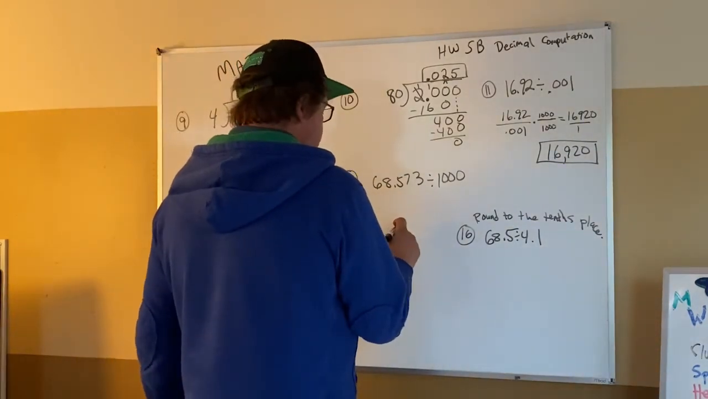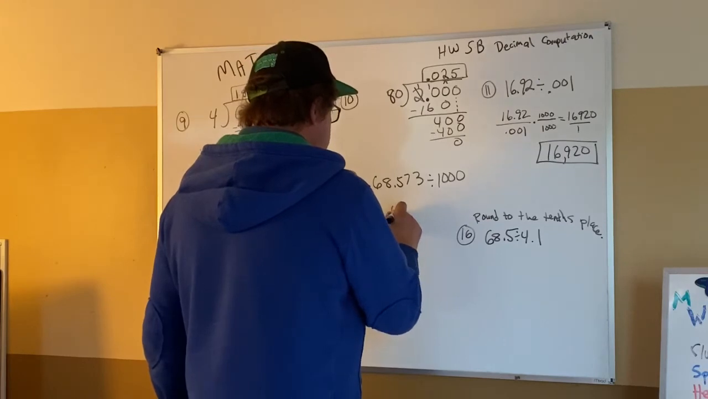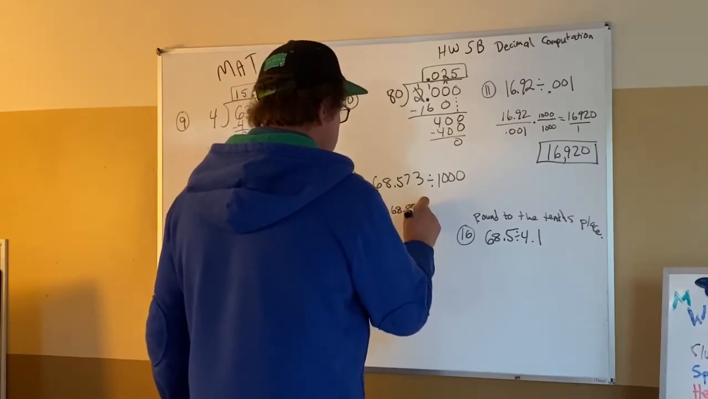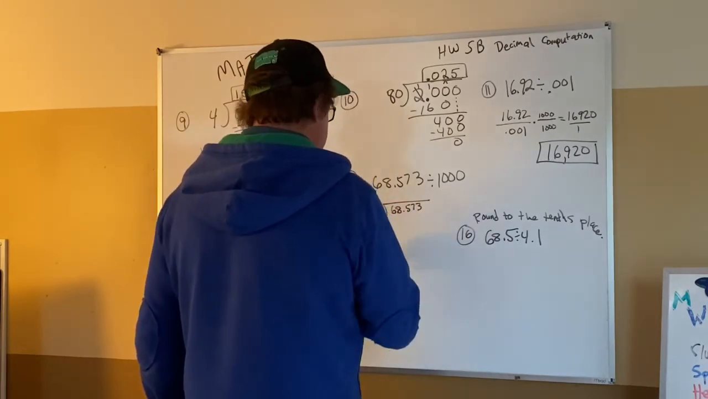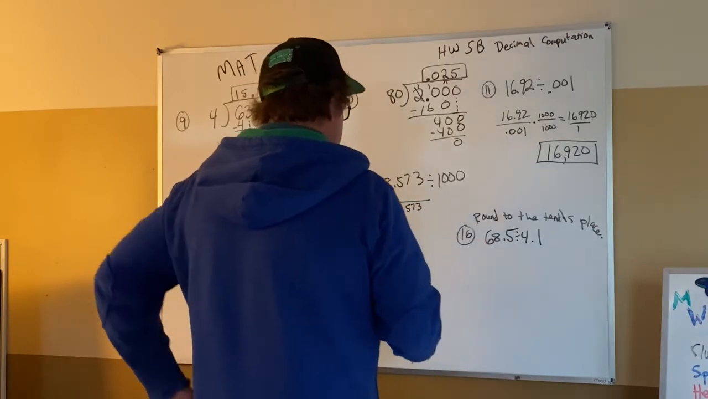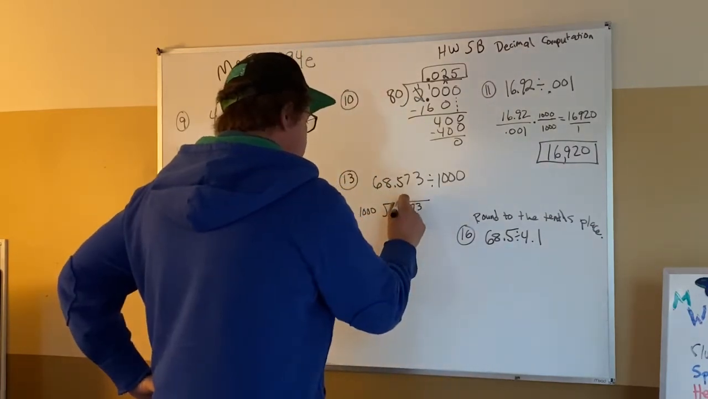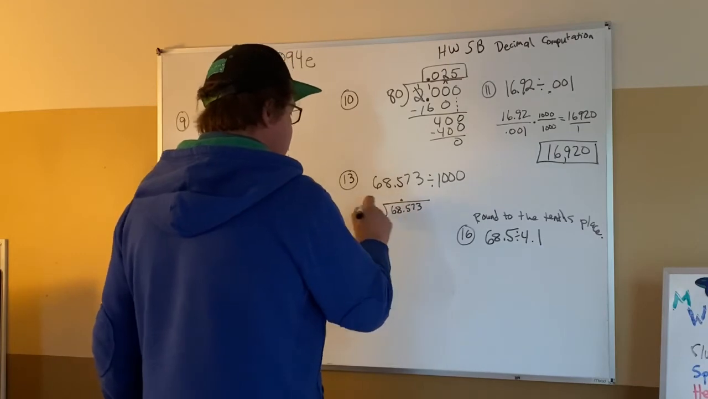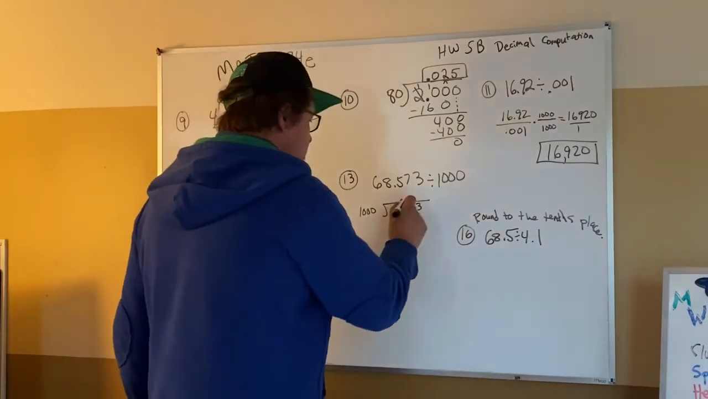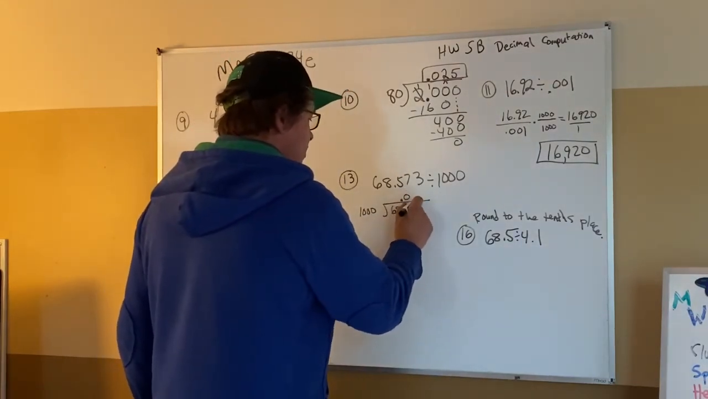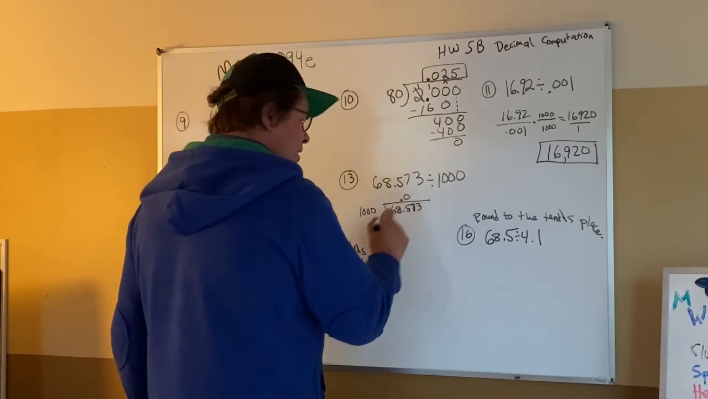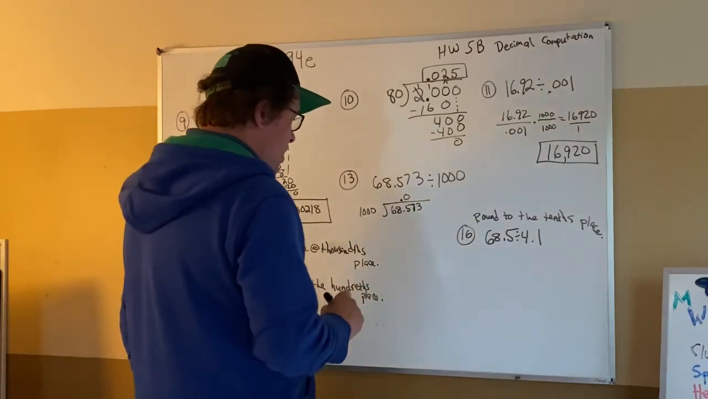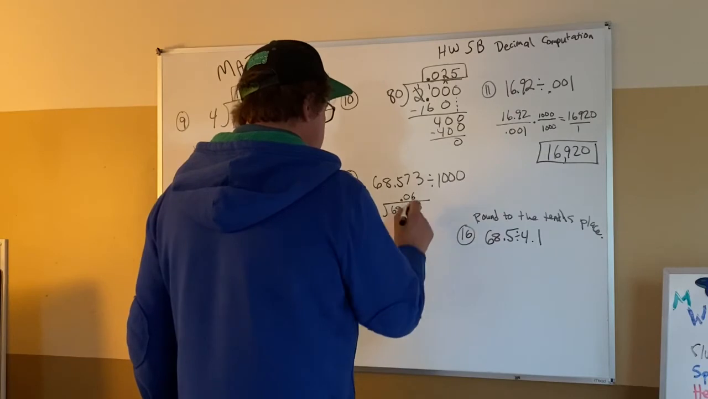So here we have 68.573 divided by 1,000. So I'll put my decimal point there. 68 and 685 cannot divide by 1,000. So I need to go to where the 7 is. This 7 is located in the hundredths position. And there I'll find 6 of them. 6,000.